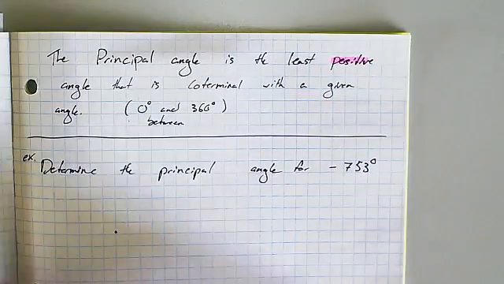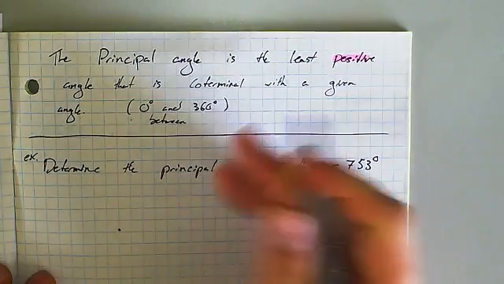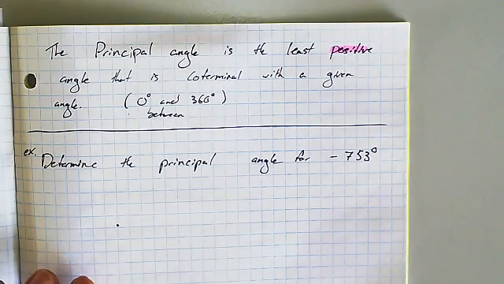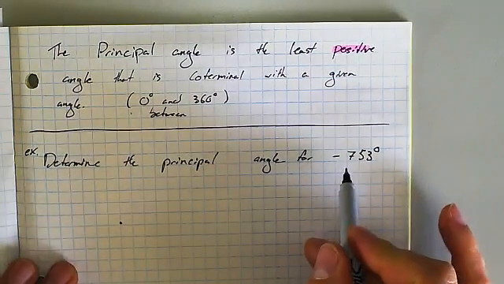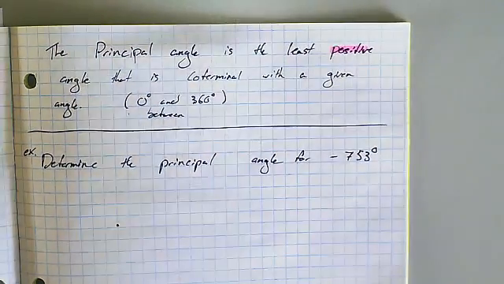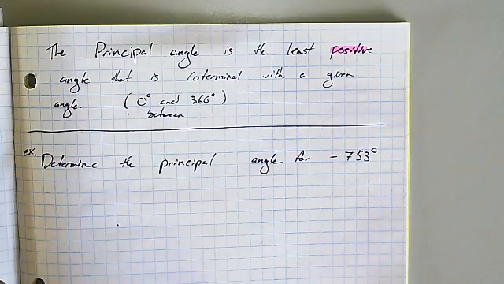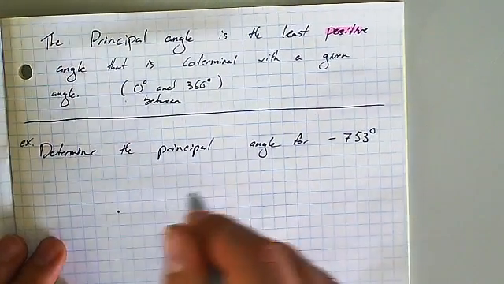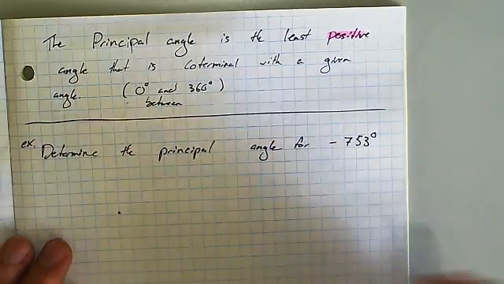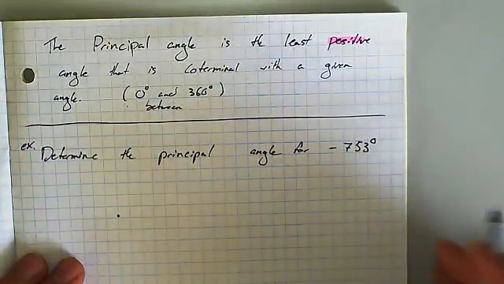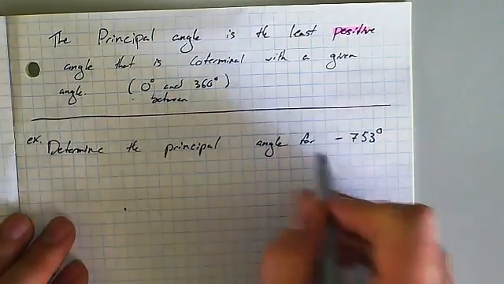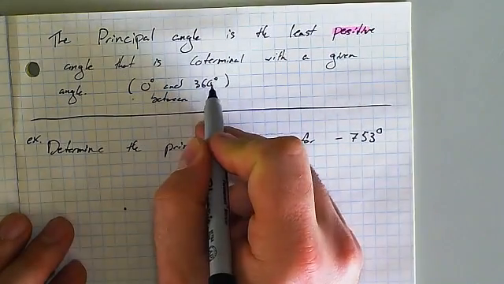And it's usually small, so it's going to be between 0 and 360 degrees. If it's not, if it's like 380, you can still go lower. And all you're really doing with this is you're either going to add or subtract depending on whether you have a negative or a positive number. If you have a positive number, you will be subtracting 360. If you have a negative number, you're basically adding 360, because you're thinking about which way around that circle you're going. So determine the principal angle for negative 753 degrees.